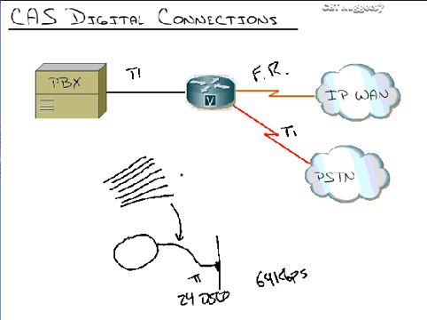Now those 24 channels are yours to play with. They're at your disposal. For instance, I could have, maybe just paying a fractional T1 cost. Well, they still bring in a T1 interface. We just need to provision this line to only use part of those DS0s.